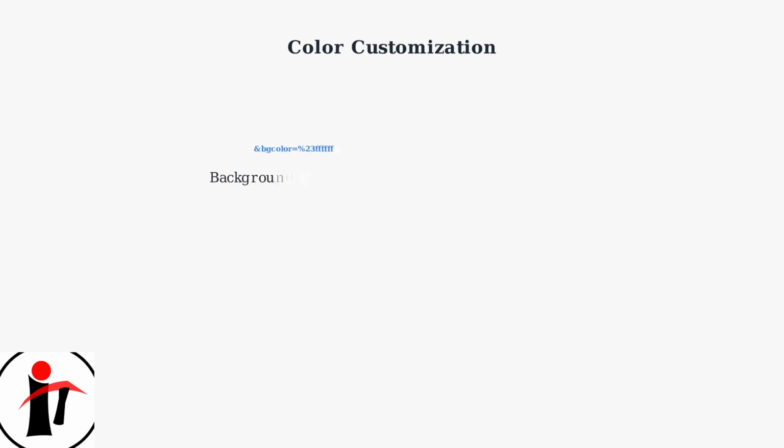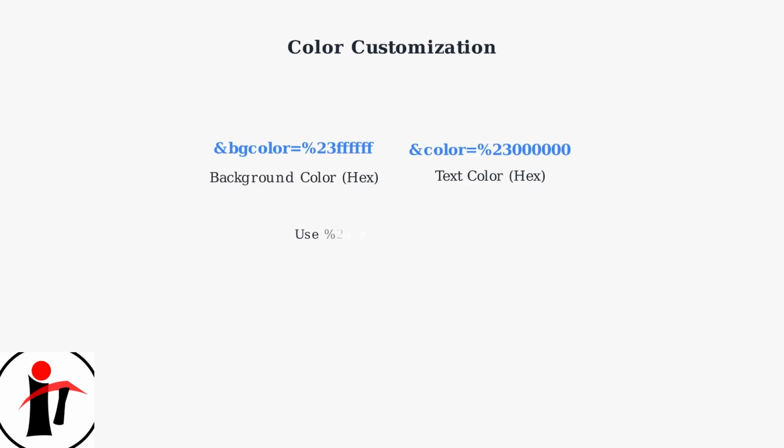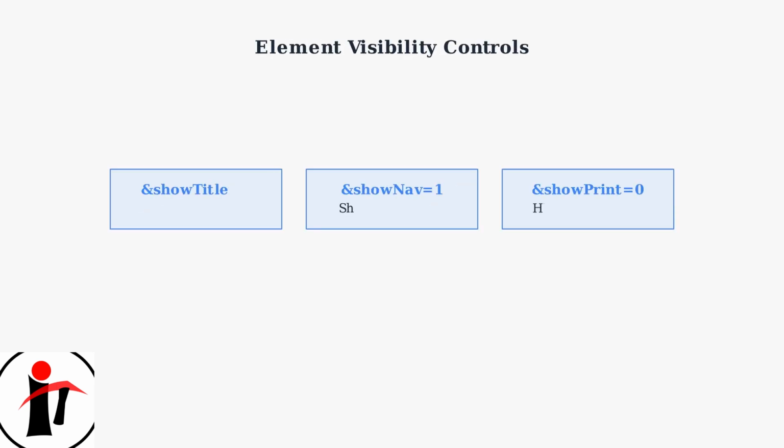Advanced customization starts with color control. You can customize your embedded calendar's appearance using specific URL parameters for background and text colors. You can control which calendar elements are visible using show and hide parameters. These give you precise control over the calendar's interface.